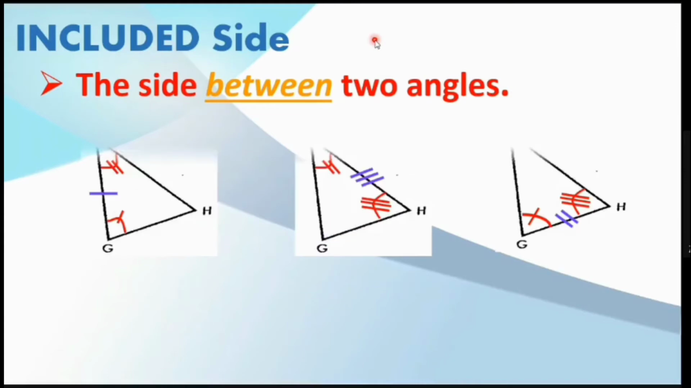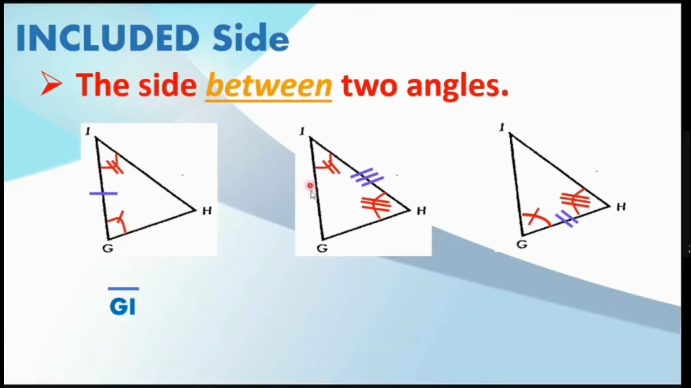Okay, let's take a look at this example. We have here triangle GHI. In the first triangle, there are two angles that are marked. It is angle I and angle G. In between angle I and angle G is the included side. This one is the included side. And in this case, the included side is side GI. This side here is the included side because it's in between the two marked angles.